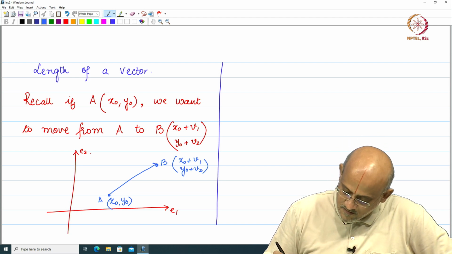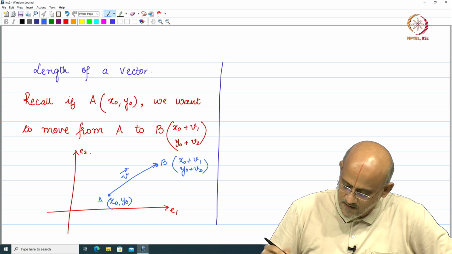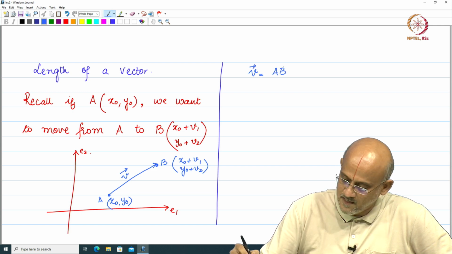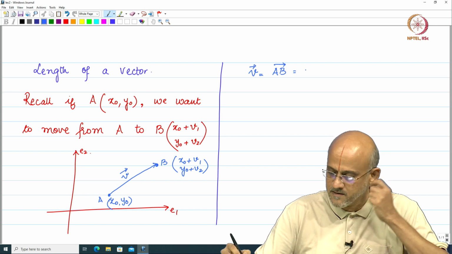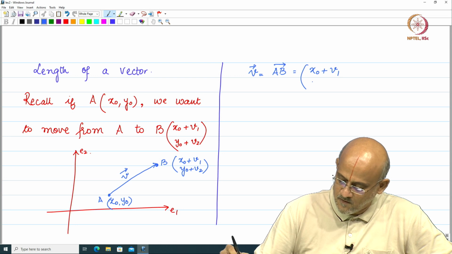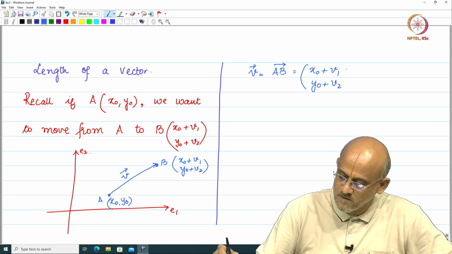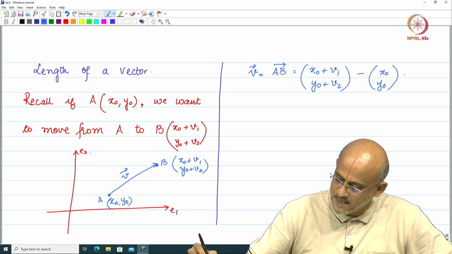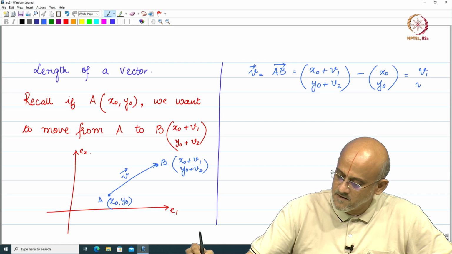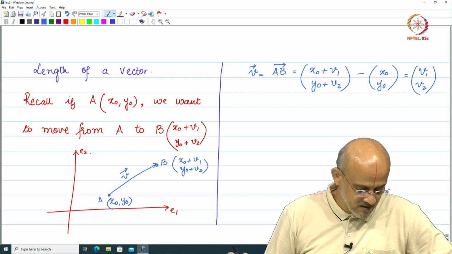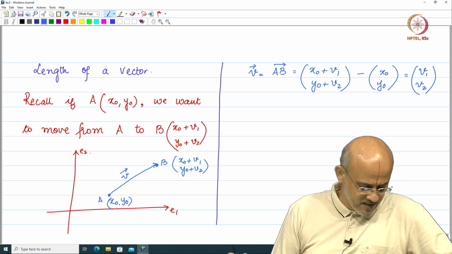We know that the vector, let us call this the vector v, is given by the vector AB, where we know how to compute the vector. We look at x naught plus v 1, y naught plus v 2 minus x naught, y naught, and what we get is v 1, v 2, and that is the vector v. Now, we also note something very interesting here.